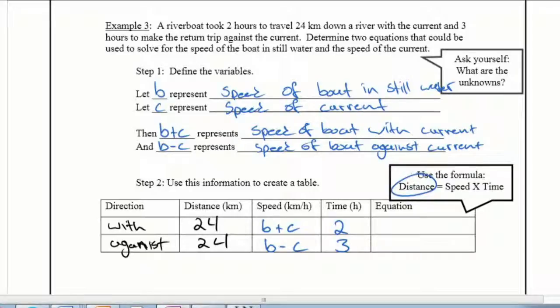Why are we interested in the distance? Well, we know the distance is 24. So if we take 2 times the boat plus the current, that's going to give us 24. If we take 3 hours with the boat minus the current, that's going to give us 24. And what we have here is 2 equations and 2 variables, and it's all set up.